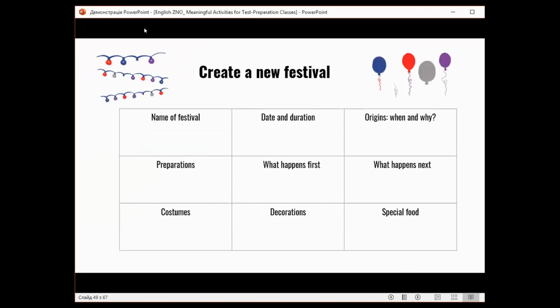The same can be done for festivals. In ZNO, very often you have texts about festivals in different countries. I think last year there was this task on the ZNO test. So again, you read about festivals in other countries and you ask your students to create their own festivals according to the categories that you choose.